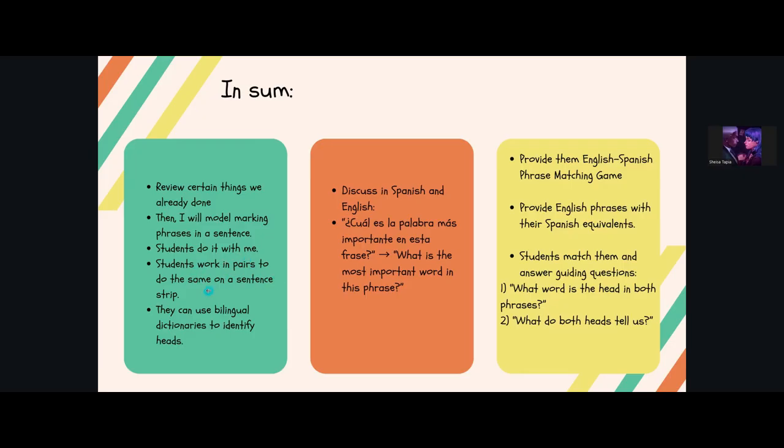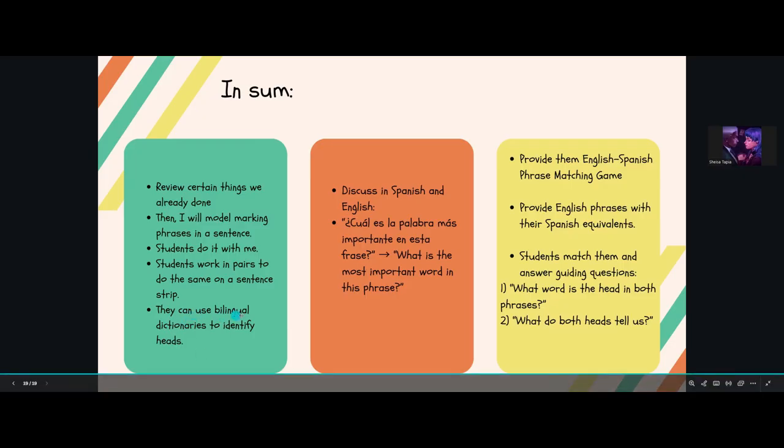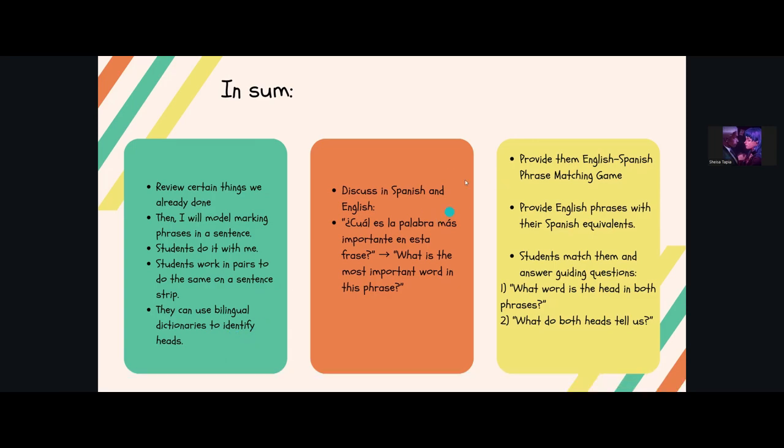Then students work in pairs to do the same on a sentence strip. Then we would see what sentences they're using. I would ask questions like, why did they choose it that way? How did they know that they were doing it correctly? Things like that. And again, they can always use bilingual dictionaries to identify heads.